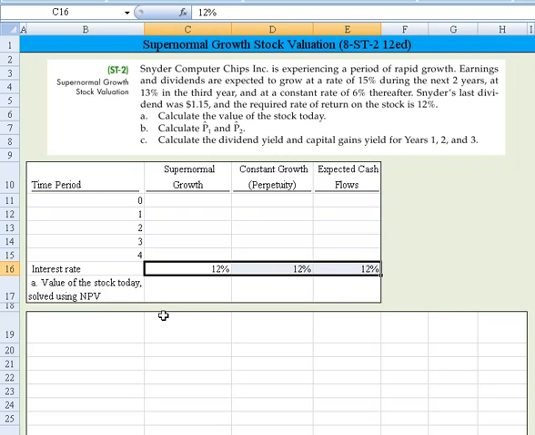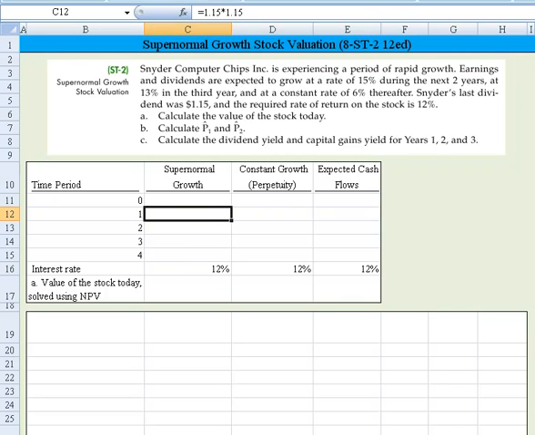And then I'll determine the value of the stock today using NPV. Well, the first thing we have to do is determine the dividend a year from now. And how we'll do that, you can look at the formula up here, or if I hit F2, you see it here. It's $1.15 times 1.15 to determine what next year's dividend will be.